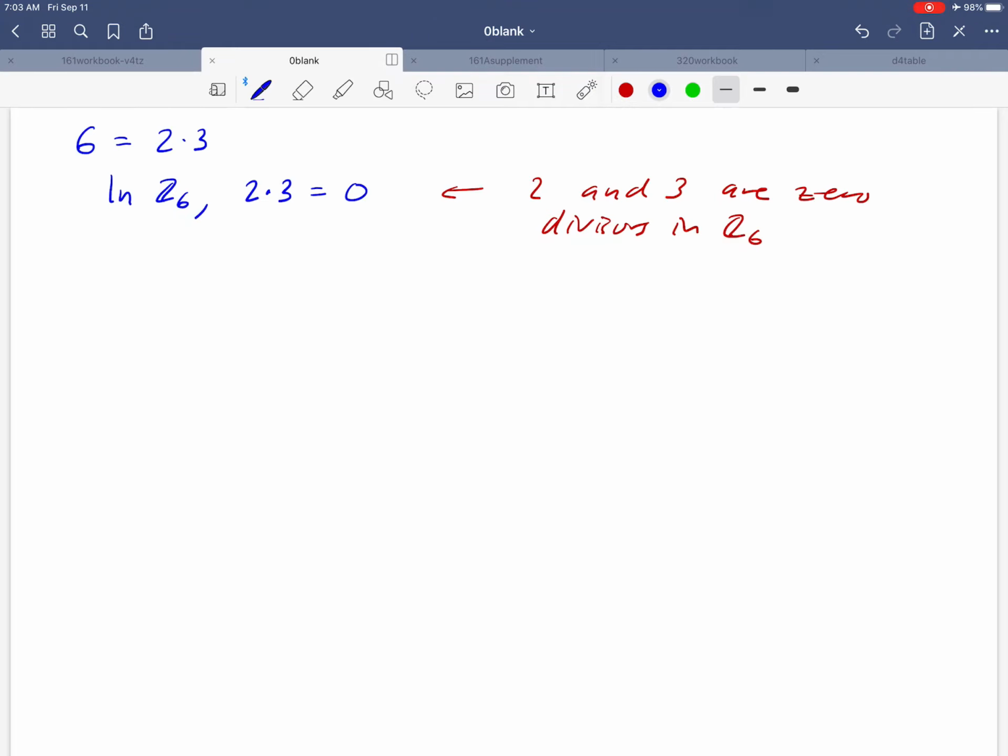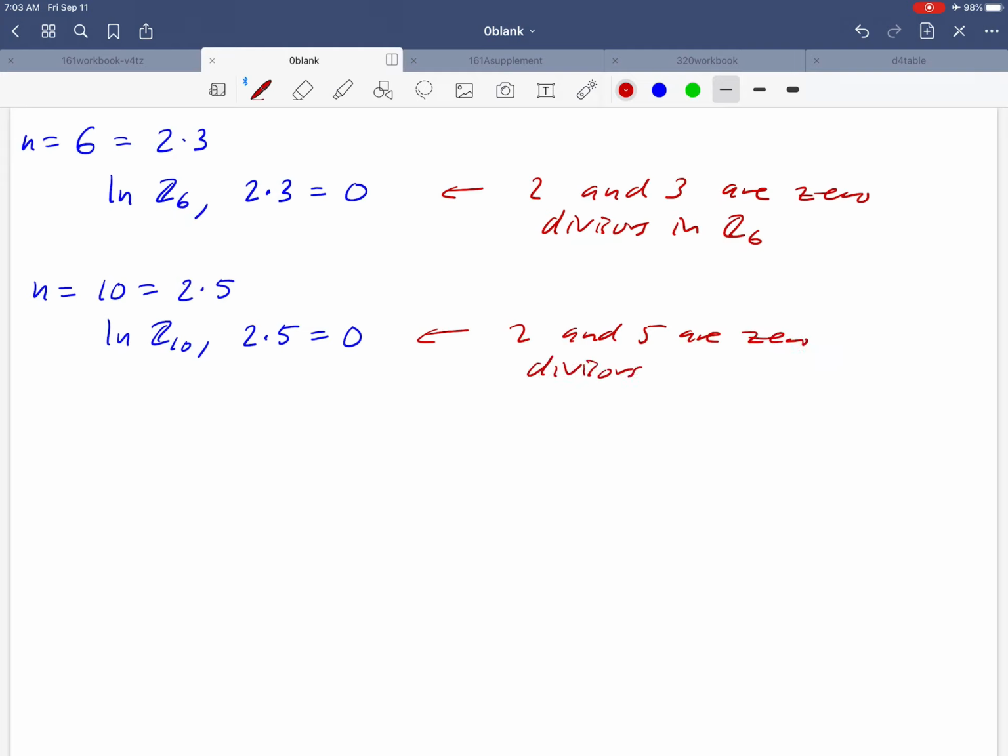Okay, let's take another example. What would be another example of an n that's not prime? How about 10? That's not prime because we can break it into 2 times 5, but that calculation means that in Z10, 2 times 5 is equal to 0. So 2 and 5 are zero divisors. And so what I hope you're seeing here is that for any n that's not prime, you can always do this. You can take that n, break it into 2 pieces, and you get zero divisors as a result of having those 2 pieces.